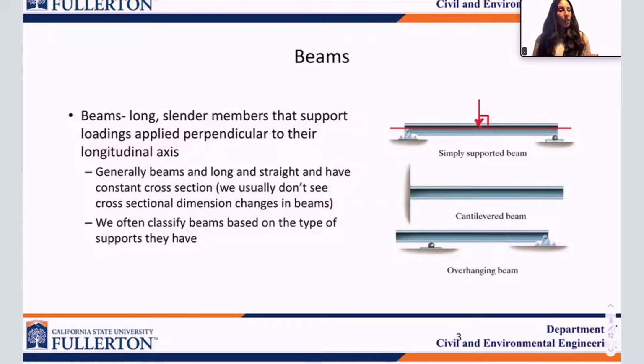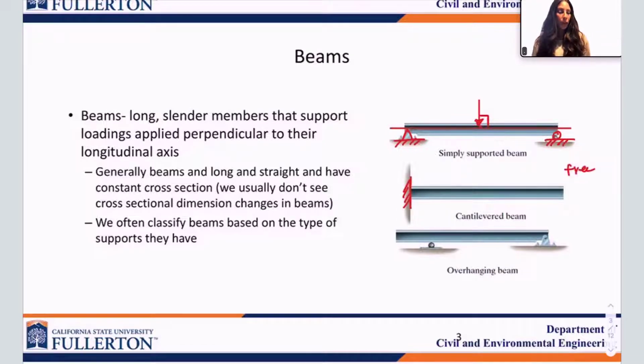We often classify beams by the types of supports that they have. For example, as you can see here, I've labeled a simply supported beam. What does that mean? It means that it's supported by a pin on one side. We usually denote a pin by this little triangle, and a roller on another side, which I'm going to draw as a little circle. We also have a cantilever beam, which means we just have one fixed support on the end, and then we have a free end on the other side.